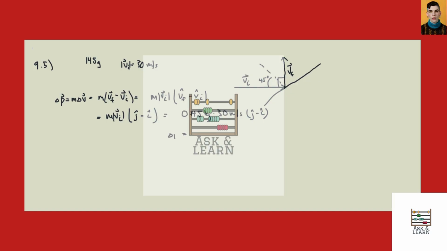So if we plug all that in, we get a change in momentum of 4.35 kilogram meters per second, and this is in the j minus i directions. Cool.